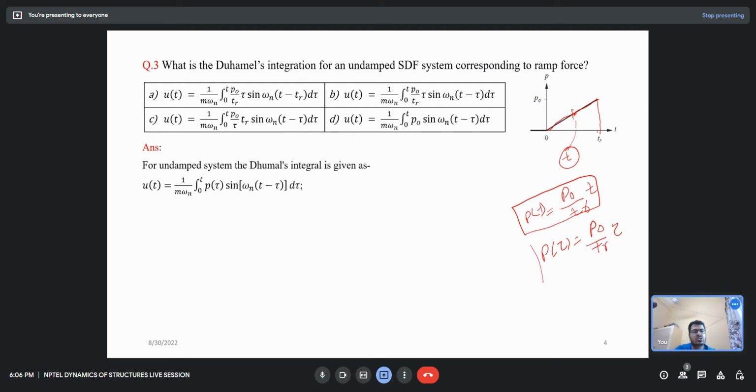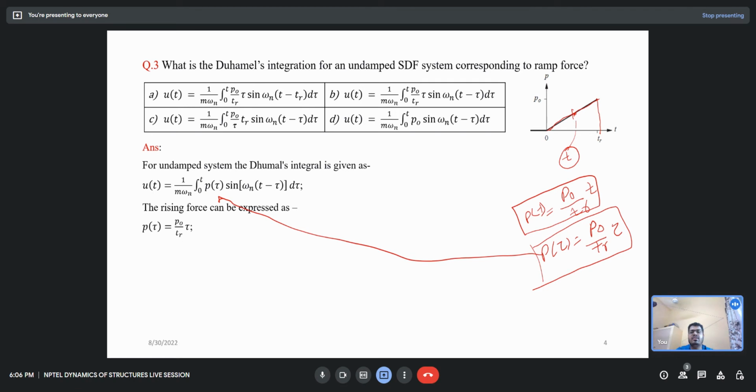Same for p(tau), that would become p naught by tr into tau. If I put this equation here in place of p(tau), this is simplified. My equation is p(tau) = p naught by tr into tau. So my u(t) would become p naught by tr times the integral of tau sine omega_n (t minus tau) d tau. Okay, so which option is correct? Option b is correct, this option.